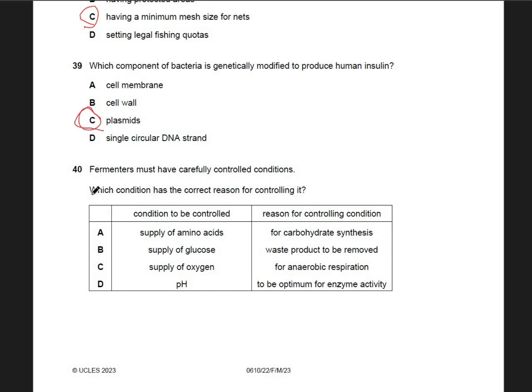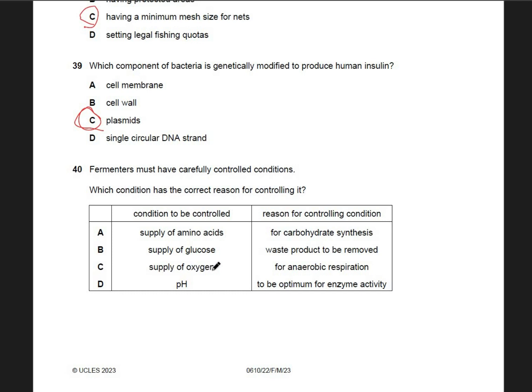I hope this was clear. Now, question number 40 says, fermenters must have carefully controlled conditions. Which condition has a correct reason for controlling it? Condition to be controlled: supply of amino acid. Does supply of amino acid need to be controlled? I don't think so. Option B says the supply of glucose. This need not be controlled as well.